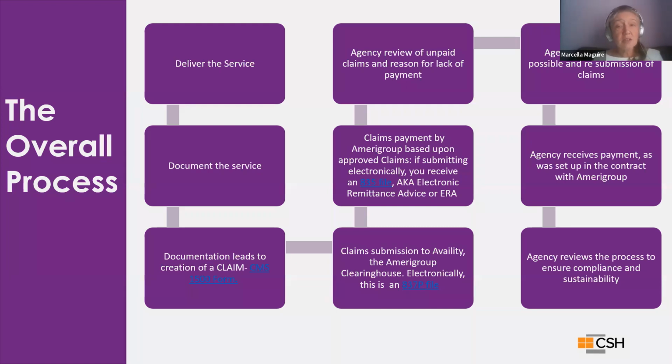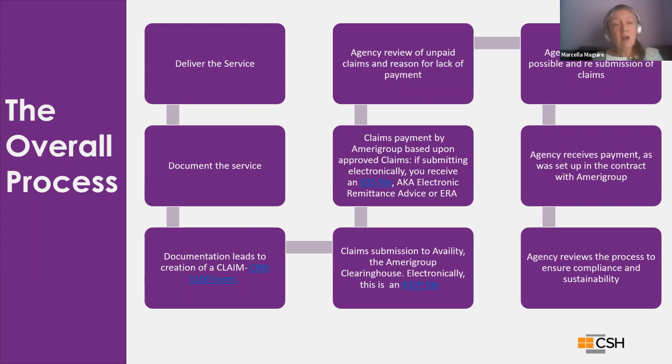Your agency will adjust and resubmit claims and hopefully get paid for all, if not most of those claims. You'll get a payment as was set up in the contract with Amerigroup. That's your billing units of service under supported employment, $27 for a single unit of service or a 15-minute increment. And then per diems, I think it's 112, but we've got a slide on that later, for supportive housing services.